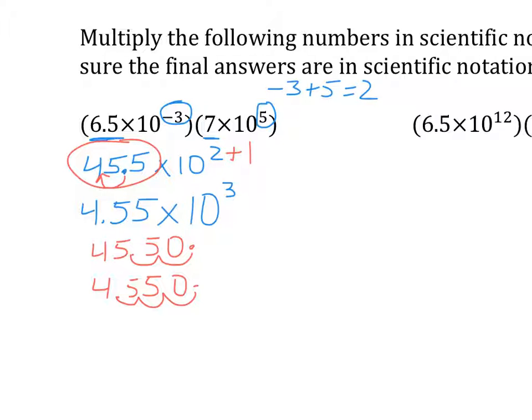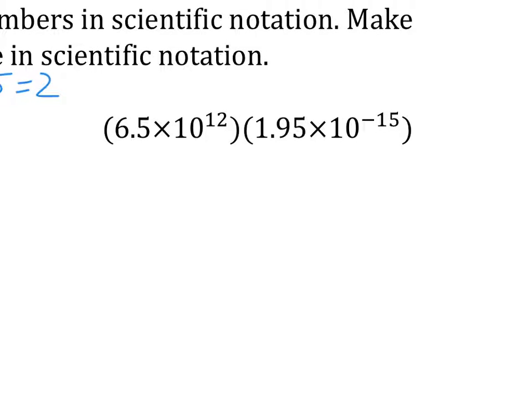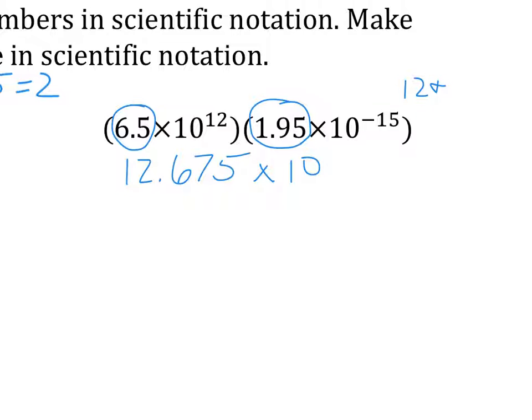Okay, so now let's look at another one. We have 6.5 times 10 to the 12th times 1.95 times 10 to the negative 15th. Well, if we want to first multiply our coefficients, right? That's 6.5 and that 1.95. We type that into our calculator, and we should get 12.675. Okay, and we're multiplying, so we want to add our exponents. So we'll have 12 plus that negative 15, which is going to equal negative 3.